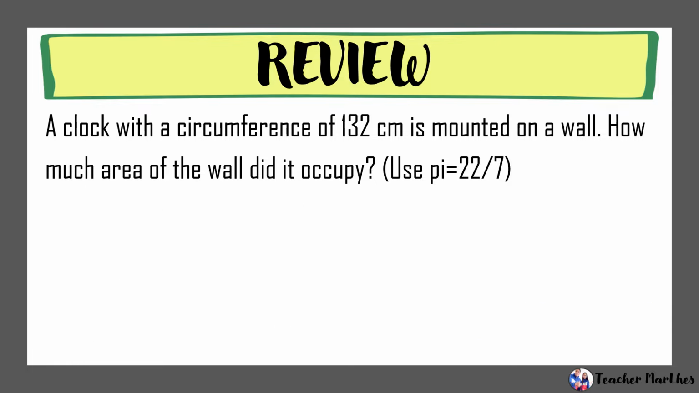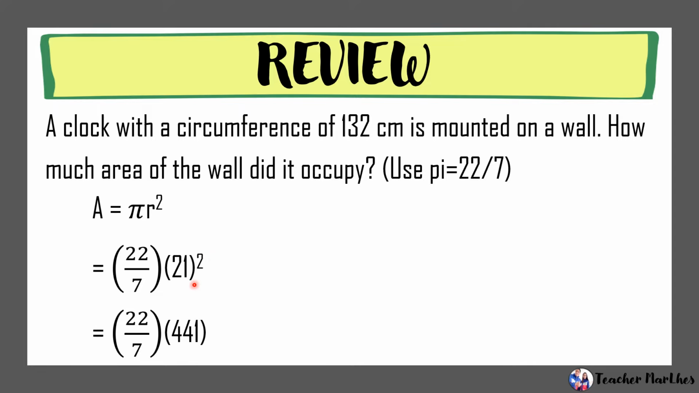So since we have the value of radius, we can find the area of the clock. So the formula is pi radius squared. So we will substitute. So the value of pi is 22/7. Then substitute the value of radius. So 21. So ito yung nahanap natin kaninang value ng radius. So 21 raised to 2. Then evaluate 21 times 21 is equal to 441.